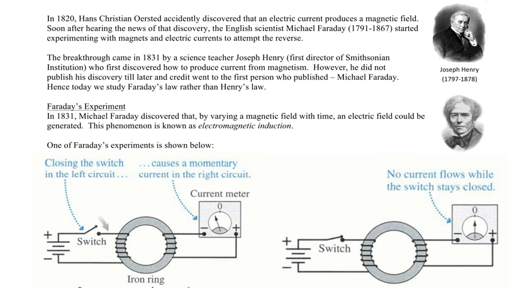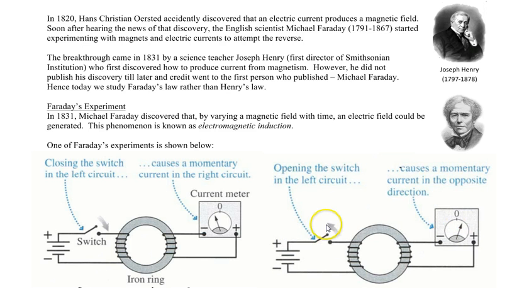This current only appeared when the magnetic field was changed. However, when the circuit was closed and there was a steady current, the second circuit had no induced current. And then when he opened the switch once again, current was induced, but in the opposite direction.